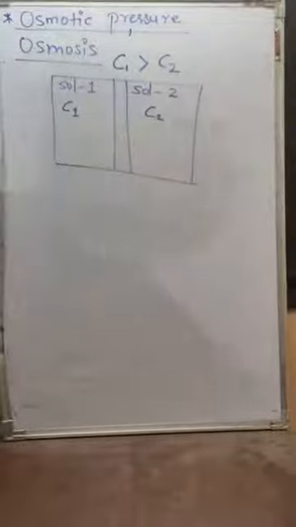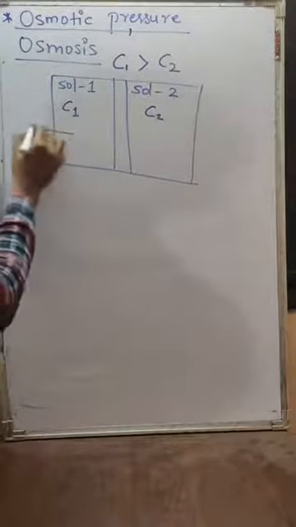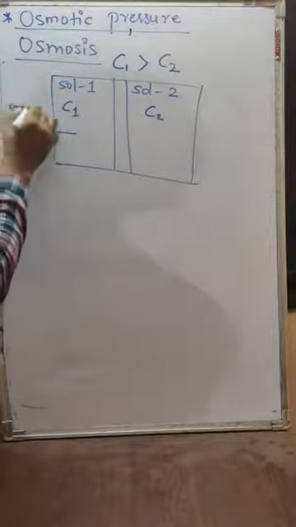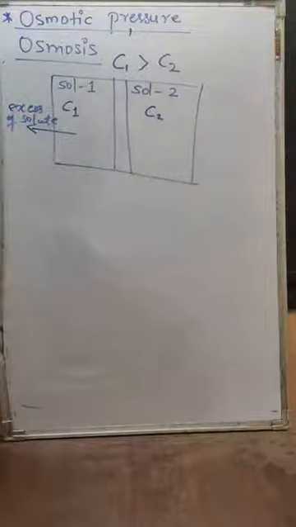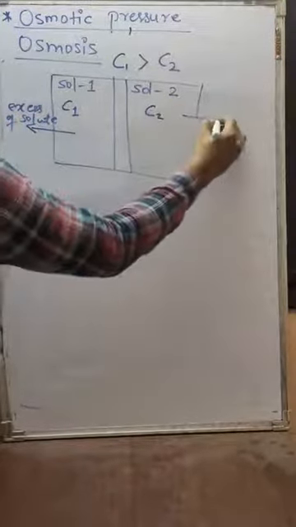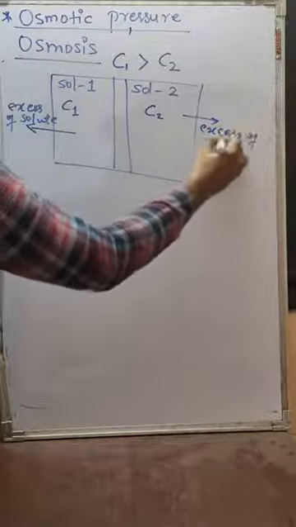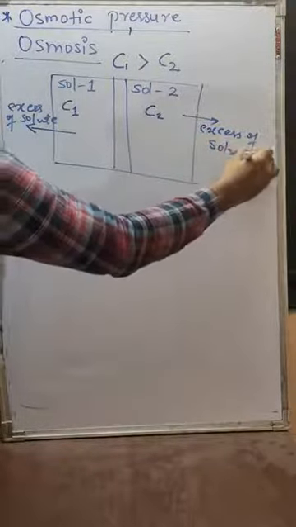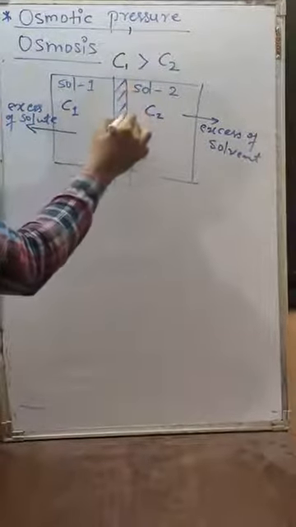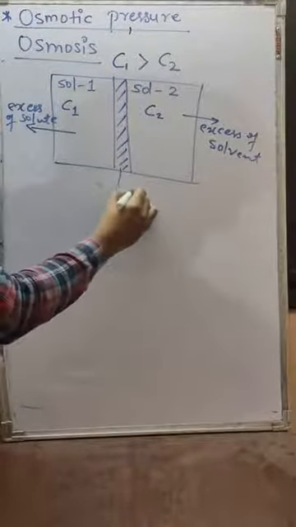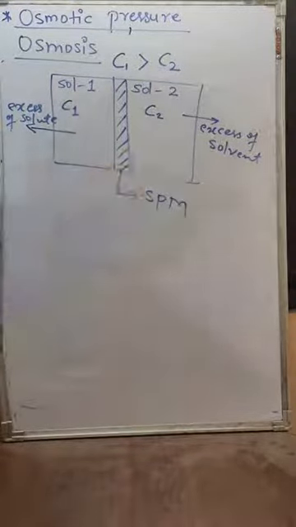Once again, concentration C1 is greater than C2 means here in C1 there is an excess of solid and in C2 there is an excess of solvent. And here we take a membrane. This membrane is called a semi-permeable membrane.